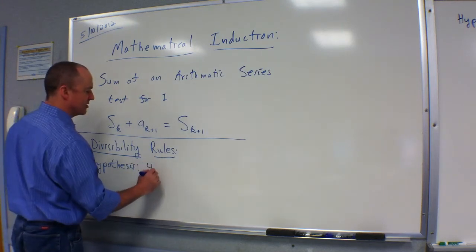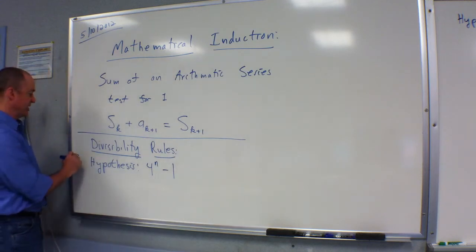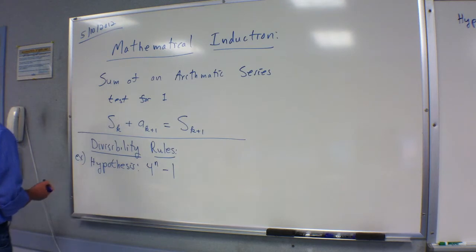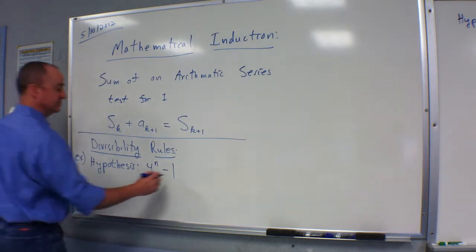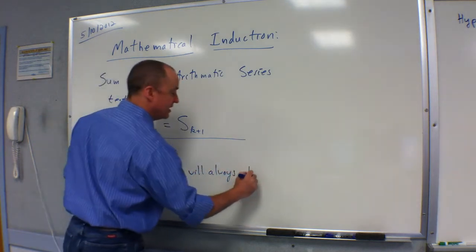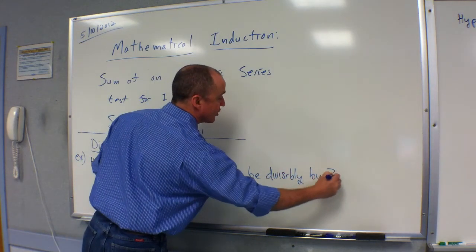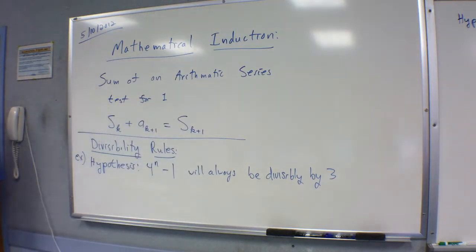Here's my hypothesis: if I raise 4 to any integer power and subtract 1, it will always be divisible by 3. It's a pretty random little rule. 4 to any power minus 1, I will always get something divisible by 3. Running through it in my head, I will say it is true for 1, 2, and 3. Beyond that, I think it's worth checking it out.